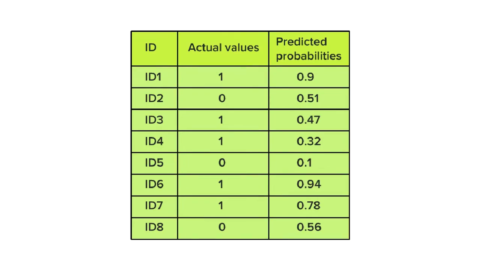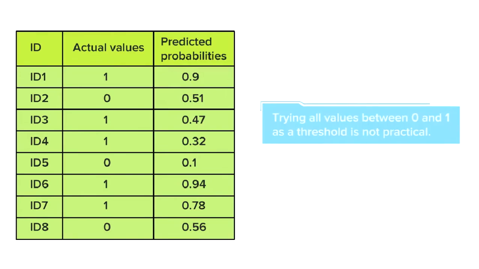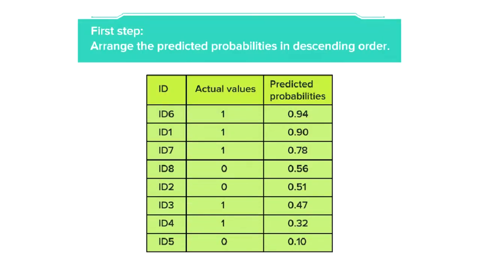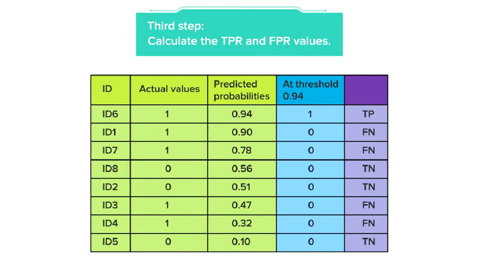Now, we said that to prepare AUC-ROC curve, we need to calculate FPR and TPR for different threshold values. So should we try every value in the range 0 to 1 as a threshold? That's not really practical, right? Instead, we can set each of these predicted probability values as a threshold and generate the TPR and FPR. First, we need to arrange the predicted values in descending order. Then, we take the first value as a threshold and the classes as predicted based on this threshold. Once this is done, we can calculate the TPR and FPR values.